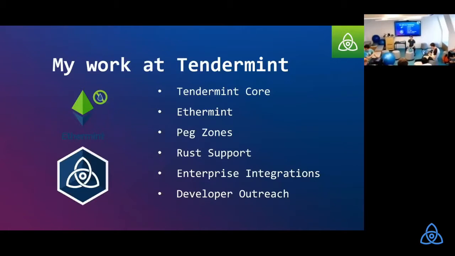That's what I do. I talked about it yesterday. So what I mostly do is I work with Tendermint Core, Ethermint, which is our clone of Go Ethereum, and peg zones. So how do we move value from Ethereum and Bitcoin into the Cosmos ecosystem? I'm a huge fan of the Rust programming language, so I support the Rust language bindings. And if you don't know Rust, I would totally check it out. And I work a bit on enterprise integrations and developer outreach.